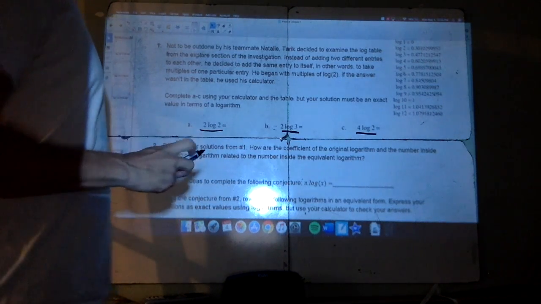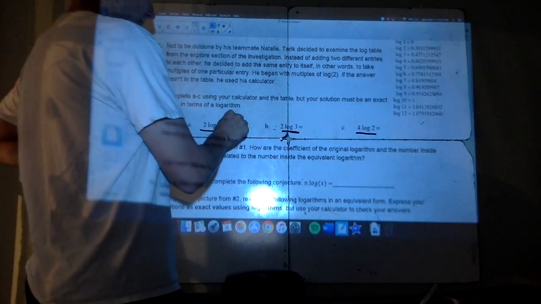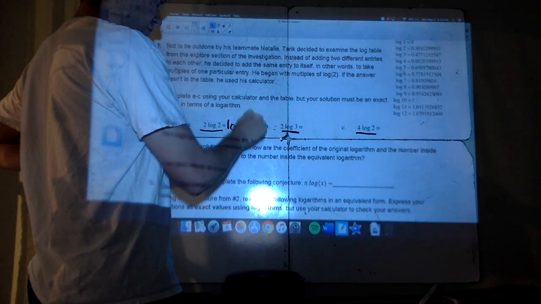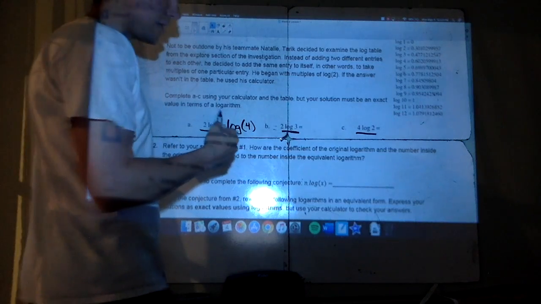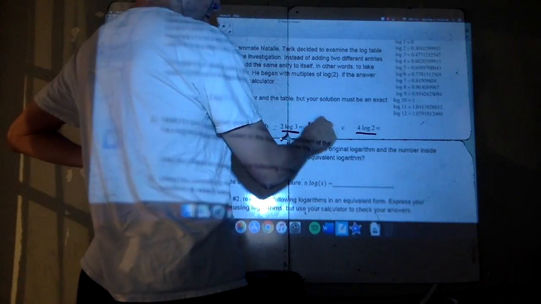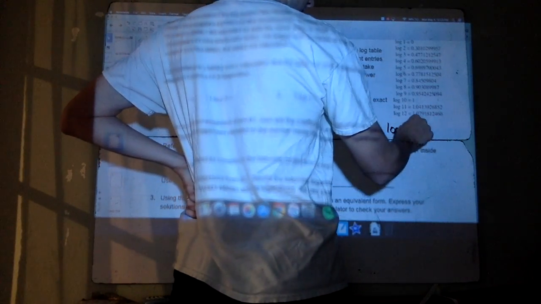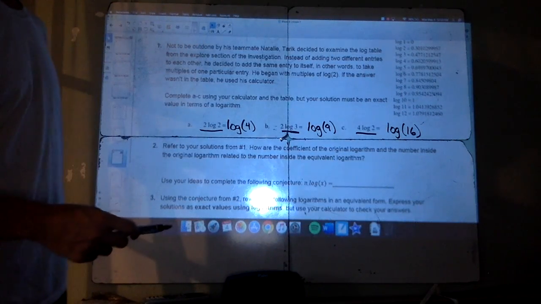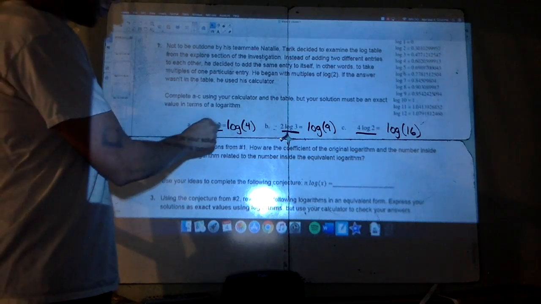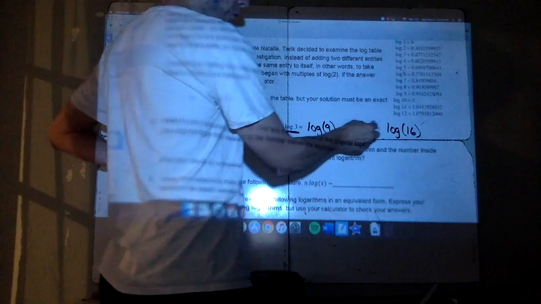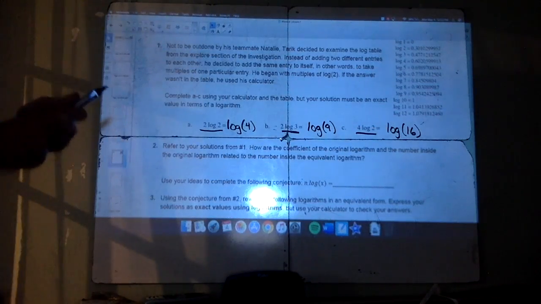So 2 log 2 is the same as log of 4. 2 log of 3 is the same as log of 9. And 4 log of 2 is the same as log of 16. So what pattern? How do we get 2 and 2 to get 4? 2 and 3 to get 9? 4 and 2 to get 16? What pattern holds for all of those?